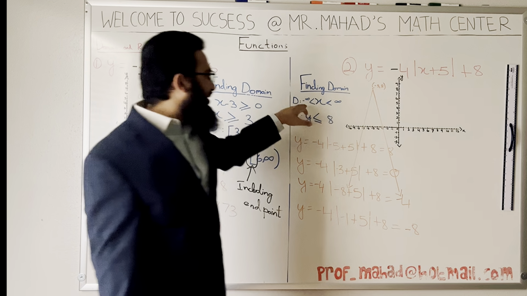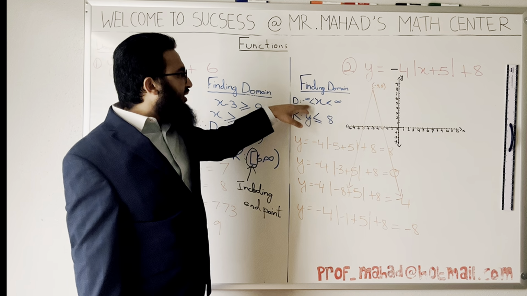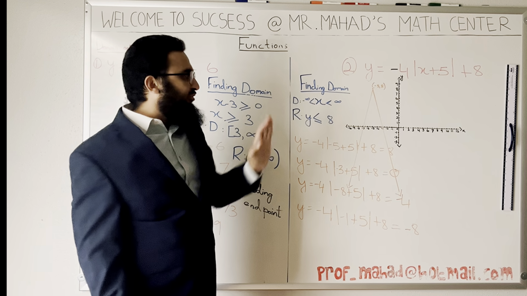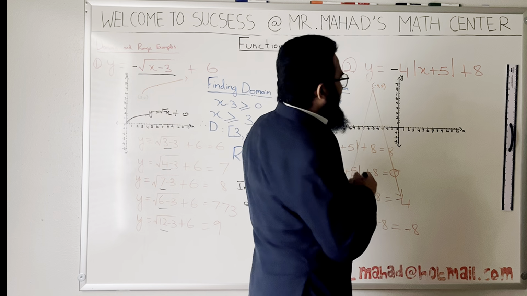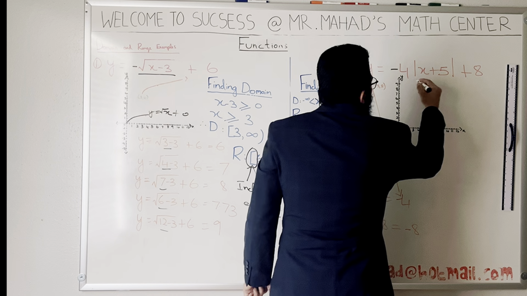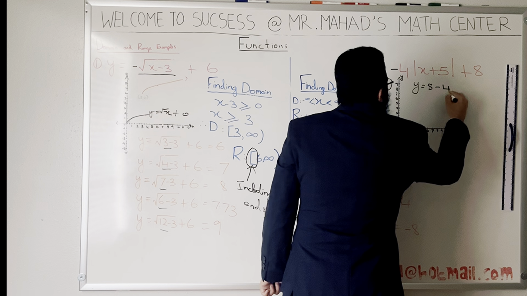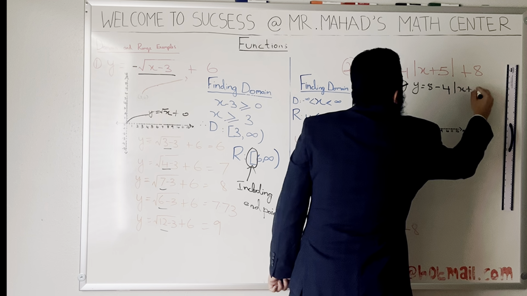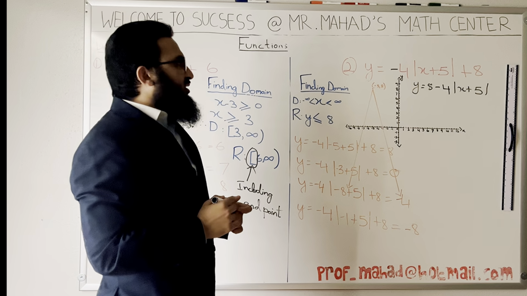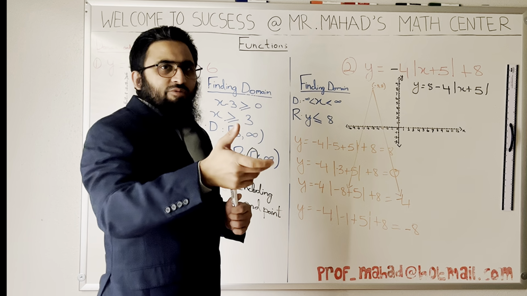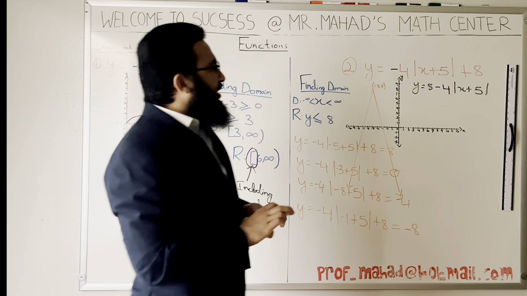So the domain, as I said, is the interval from negative infinity to infinity. We already discussed that. Now let's discuss the range, guys. If you look at this function, can I write it as y equals 8 minus 4 times the absolute value of x plus 5? Yes, I can, because we are just swapping the places of the terms. That doesn't matter, it's going to remain the same.